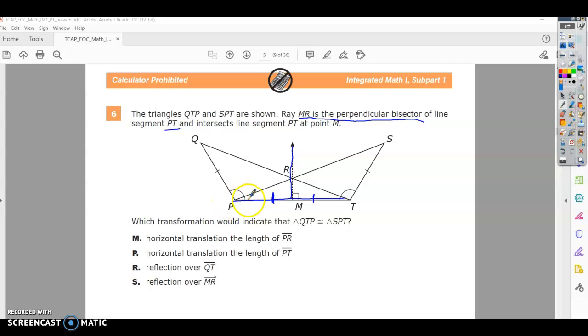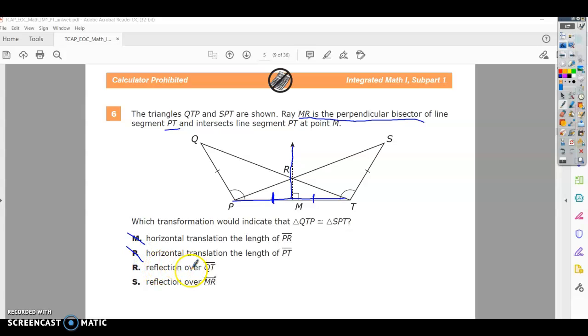QTP is congruent to SPT? All right, so horizontal translation, the length of PR. So PR means we're just going to slide it that way because of horizontal translation, that's what it means. We're just going to take the image and move it that far. All right, a translation of PT, so take this and slide it over here. We're still going to have the same shape, it's just going to be in a different location. So that's not going to be it.